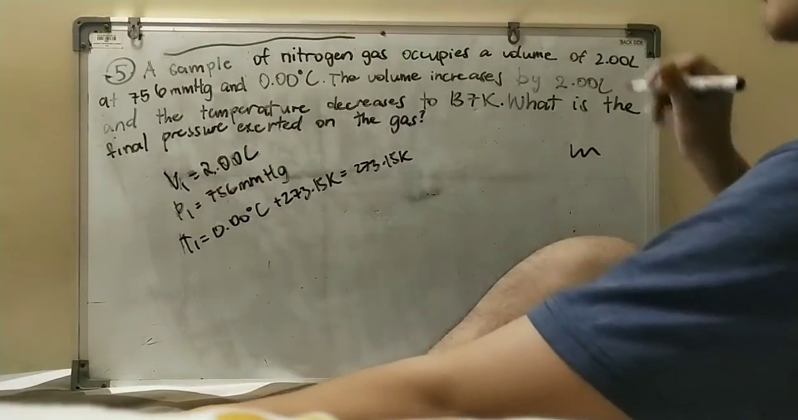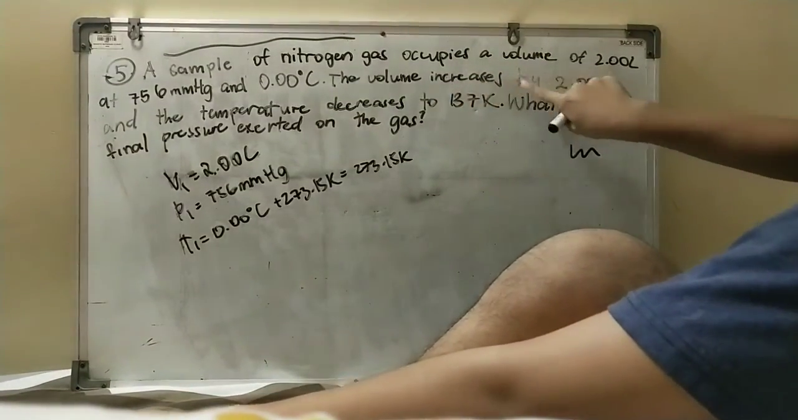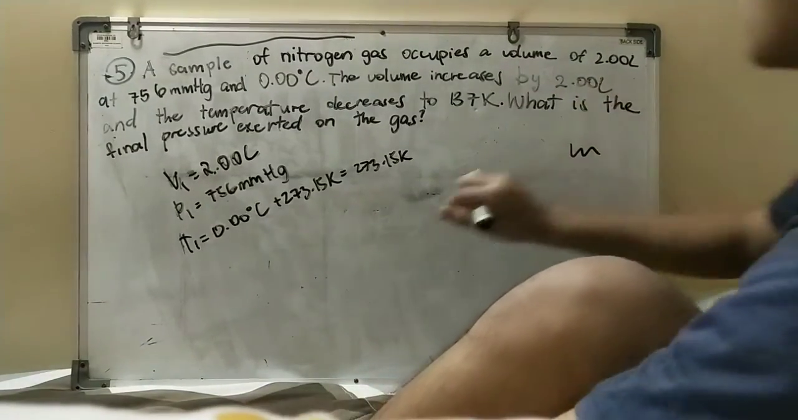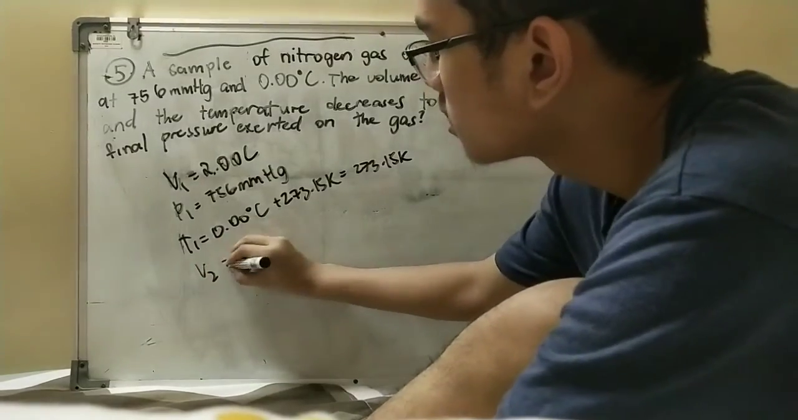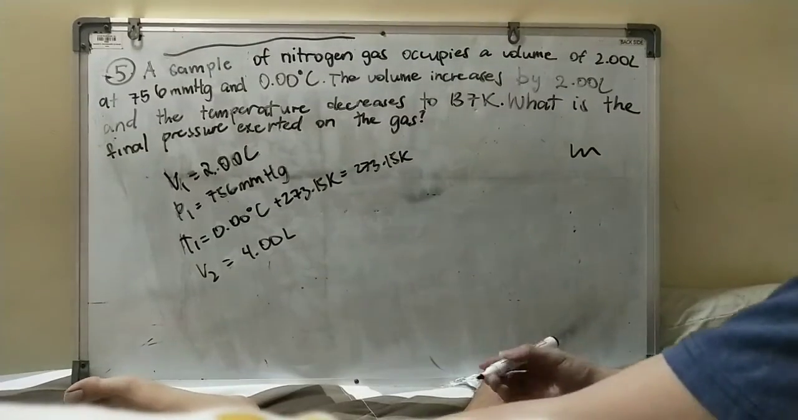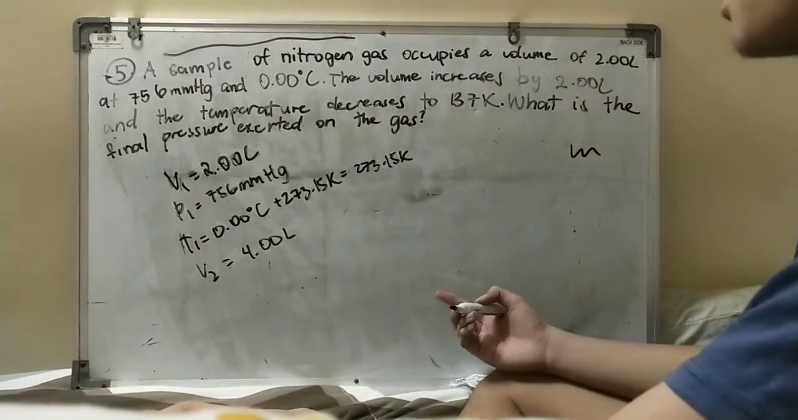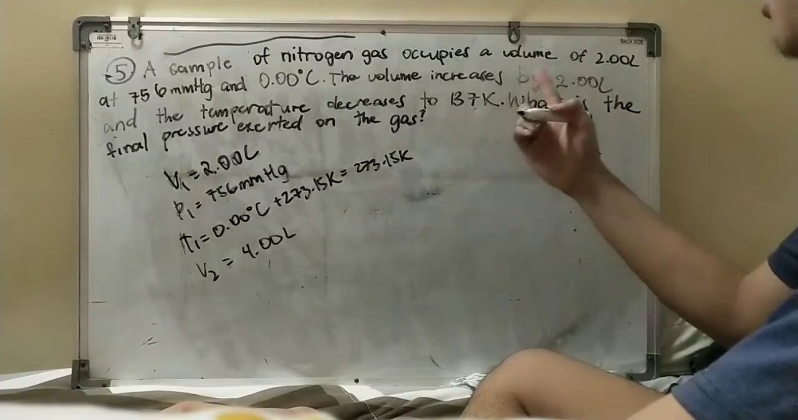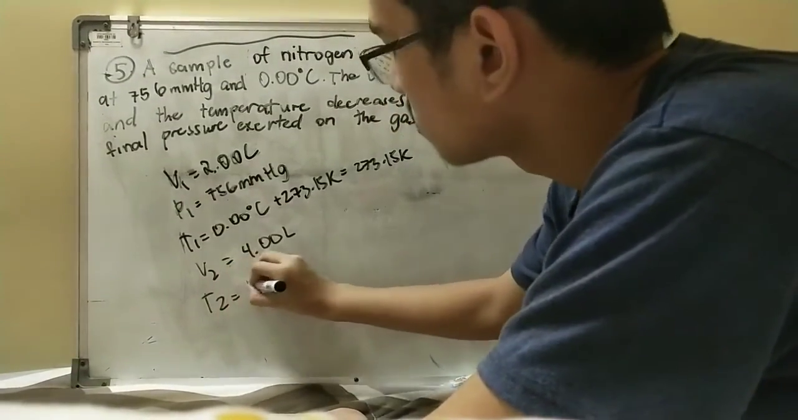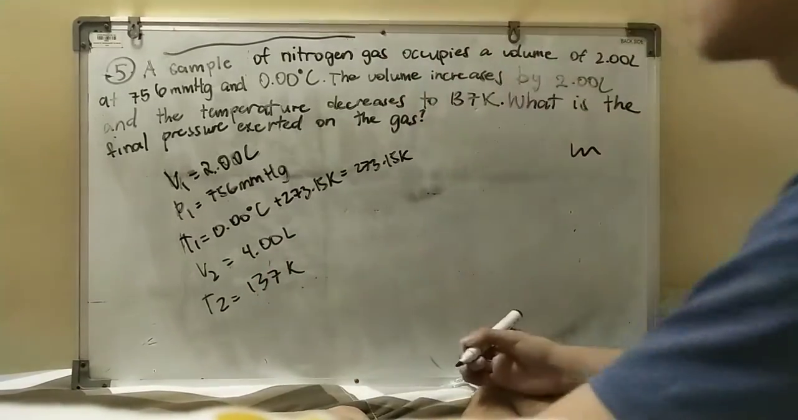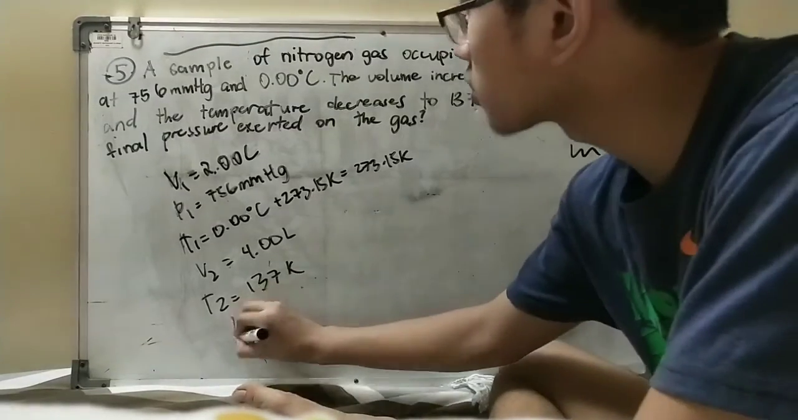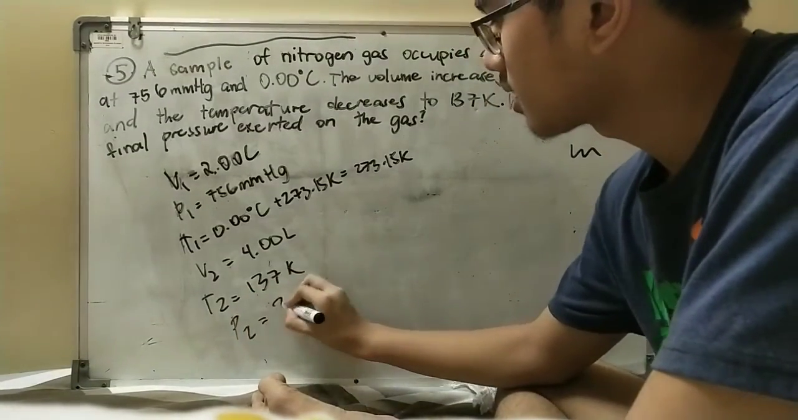Then, it says that our volume increases by 2.00 liters. So we just need to add 2.00 liters to 2.00 liters. So our volume 2 is 4.00 liters. Then our temperature 2 decreases to 137 Kelvin. Then our final question is, what is the final pressure exerted on the gas?